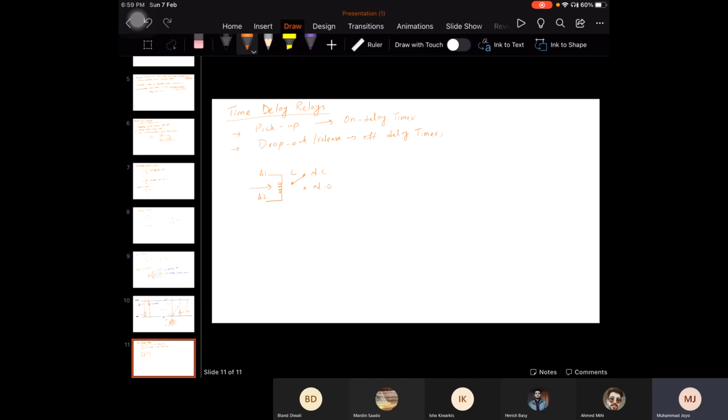So this is what we call an on delay timer or a pickup delay timer. Regarding the dropout, release, or off delay timer, it works like this. Once the coil is activated, the bar moves from normally closed to normally open, but after a certain time period, this bar goes back to normally closed. So this is an off delay timer. Okay, understand?